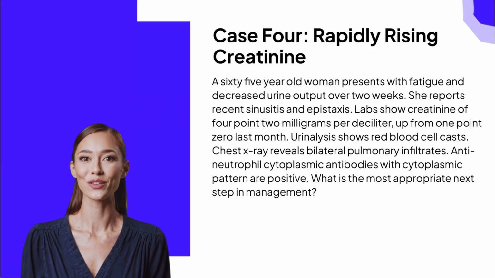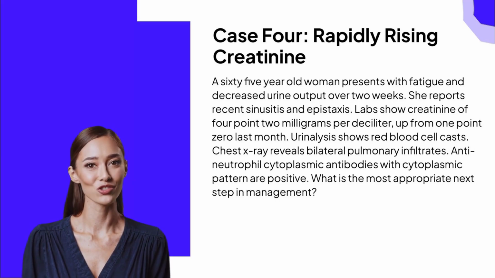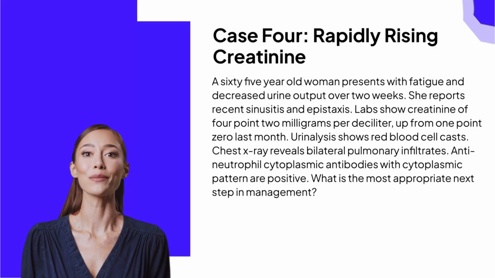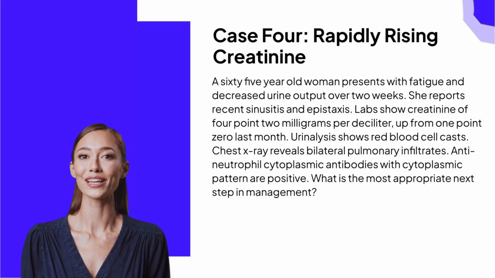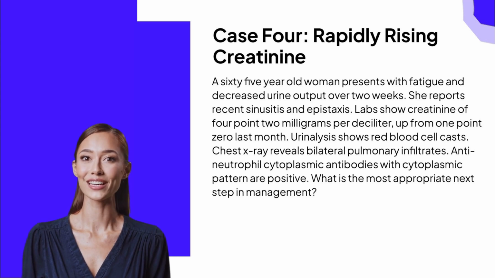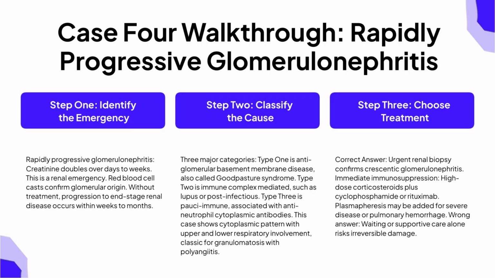Case 4 is a renal emergency. Older woman with creatinine that quadrupled in 1 month, red blood cell casts, lung infiltrates, and positive cytoplasmic pattern anti-neutrophil cytoplasmic antibodies. She also has sinus and nose symptoms. What should you do immediately? This is rapidly progressive glomerulonephritis, a true emergency. Without treatment, she will reach end-stage kidney disease within weeks.